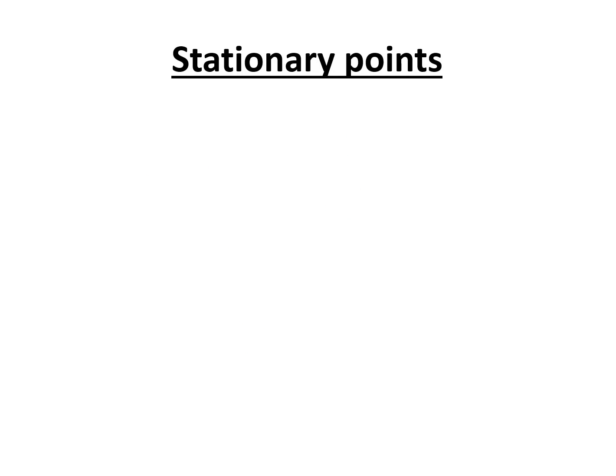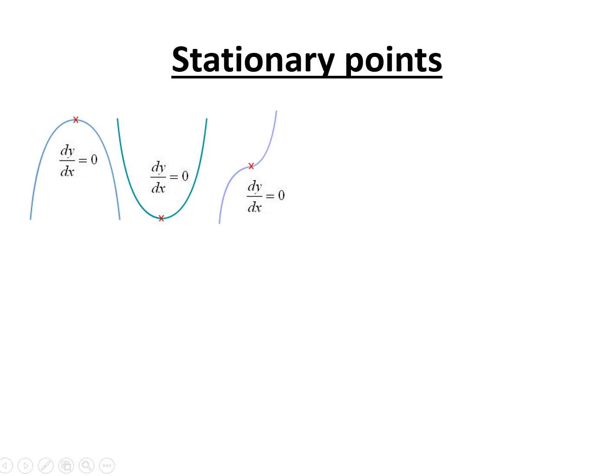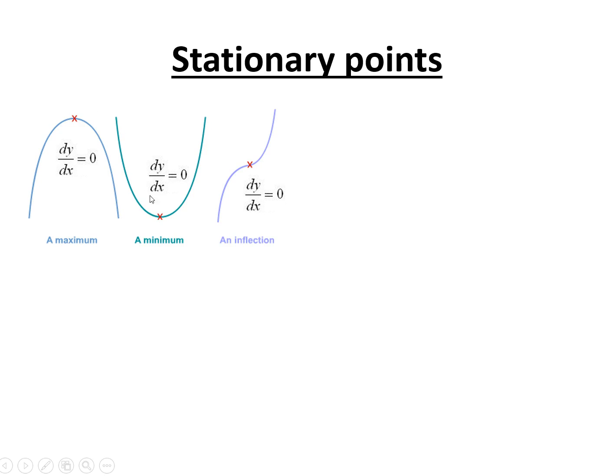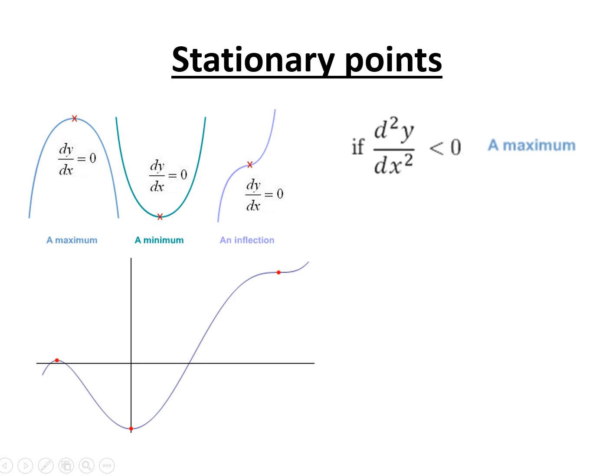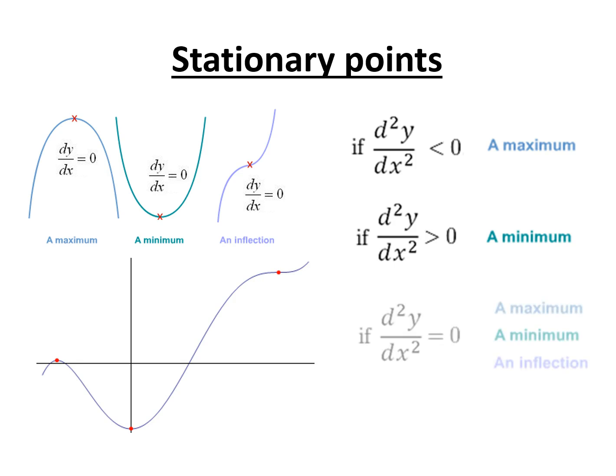So stationary points, these are very important. This is a maximum or a minimum on a graph. So as you can see here, the gradient at each of these points would be 0. And this one here is a maximum, this one here is a minimum, and this one here is an inflection. And that's an example of all three of them there. So if you differentiate it again, so after doing dy by dx, you then do dy by dx again of what you've got. If d2y by dx squared is less than 0, then you've got a maximum. If it's greater than 0, you've got a minimum. And if it's equal to 0, then it can be any of the three.